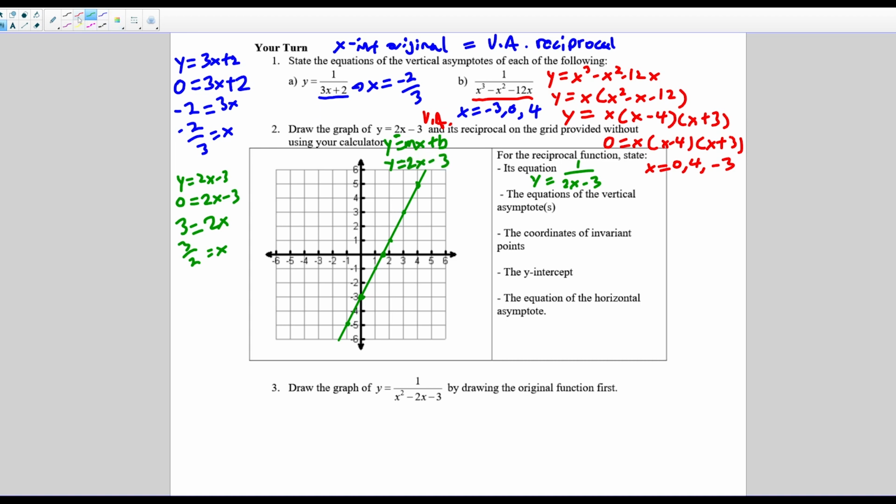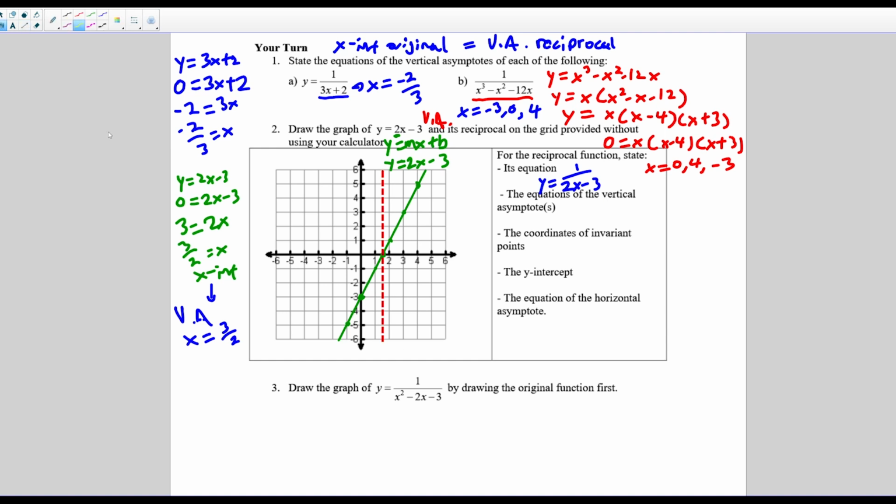And what I'll actually do is I will do the reciprocal in blue. So let's rewrite this: y is equal to 1 over 2x minus 3. Since we know that our x-intercept is 3 over 2, that means your vertical asymptote occurs at x is equal to 3 over 2. So let's draw a vertical line, with a straight line like so, and let's make it a dotted line.